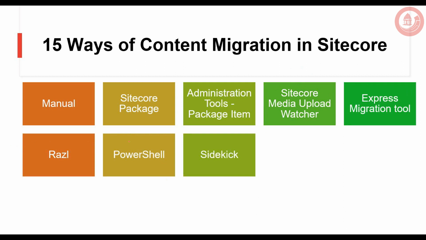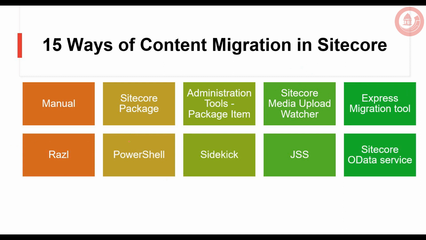Sidekick, it's one of the modules that is available on the Sitecore Marketplace. So you can install it on both Sitecore instances, your source and target, and then you can configure it, and then you can pull the data from your source to the target. JSS, so you can create the YML files, and within this YML file you can also specify the image references as well. So it will automatically migrate your images and will assign those images to the items as well.